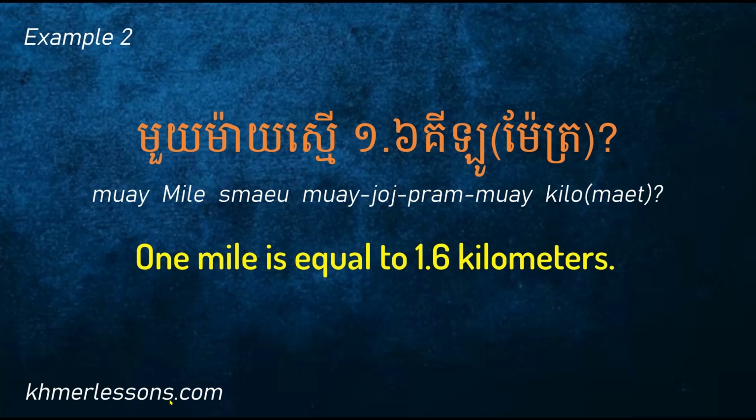And the answer, you say 1 mile is equal to 1.6 kilometers. មួយម៉ាយស្មើ. This is the word equal to, ស្មើ, equal to, 1.6 kilometer.